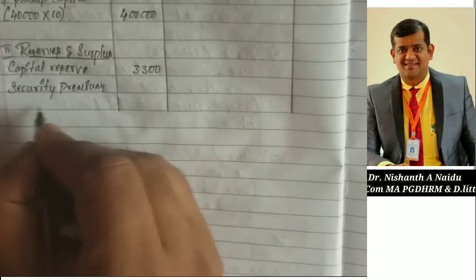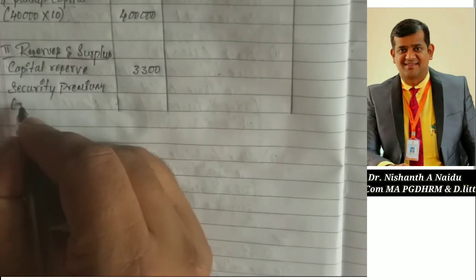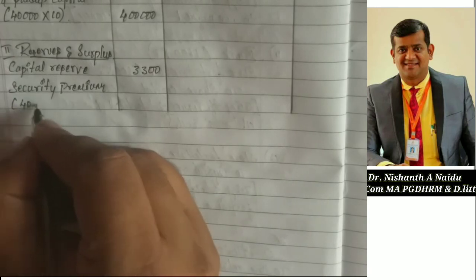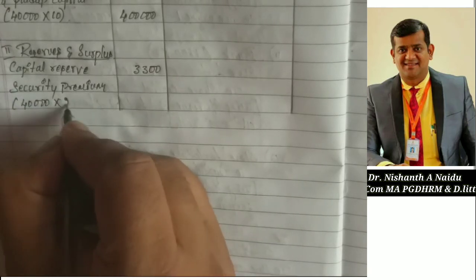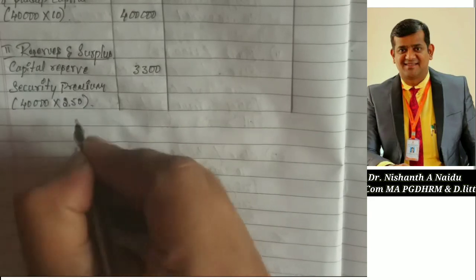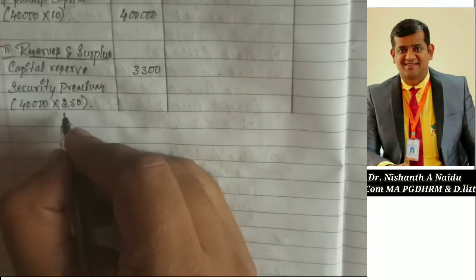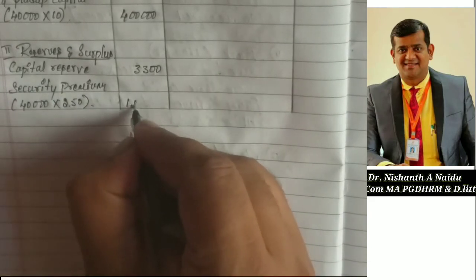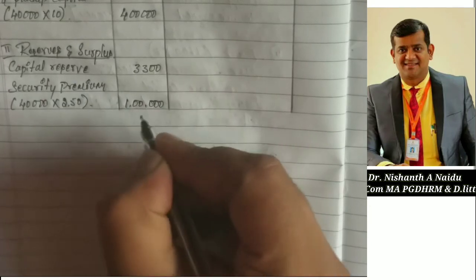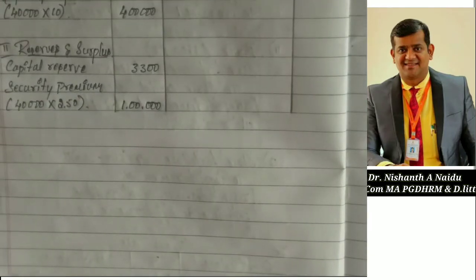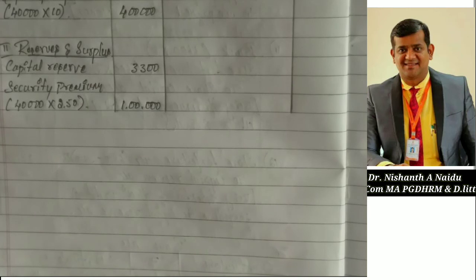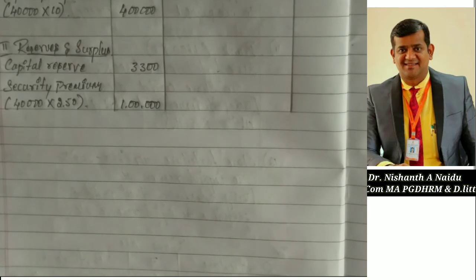So security premium is on how many shares? So that is again 40,000 shares. What is the premium amount? 2 rupees 50 paise. So 40,000 into 2 rupees 50 paise, how much? 1 lakh rupees.